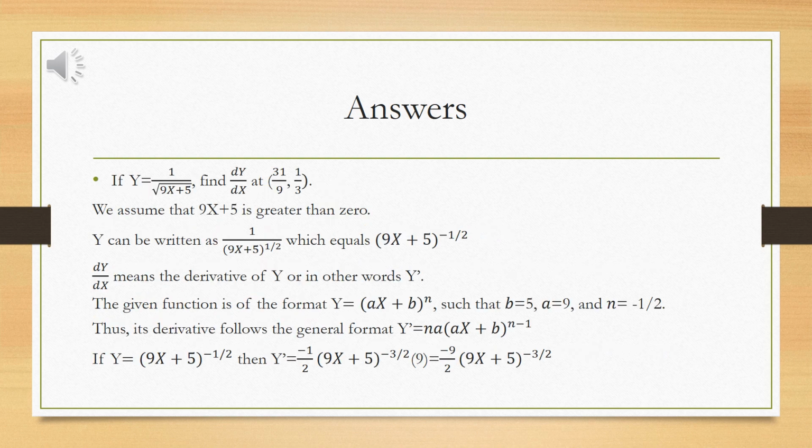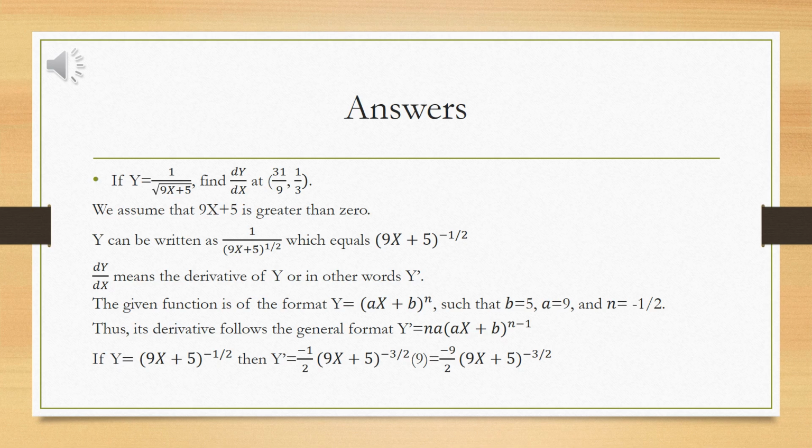If y equals 1 over the radical of 9x plus 5, find dy by dx at (31 over 9, 1 over 3). First of all, we assume that 9x plus 5 is greater than 0. Y can be written as 1 over (9x plus 5) to the half, which equals (9x plus 5) to the minus half. Dy by dx means the derivative of y, or in other words, y prime.